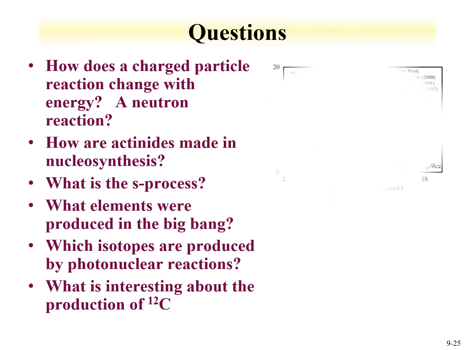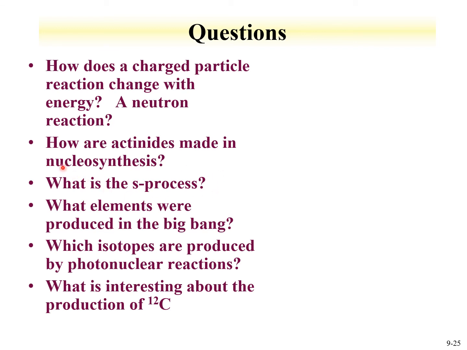Other questions you should be able to evaluate, things like how are actinides made in nucleosynthesis? That's with the r process, the rapid process. So an event in which a large number of neutrons are liberated, where you get rapid capture of neutrons, and the time scales where those neutron captures are faster than the decay of the resulting isotope.